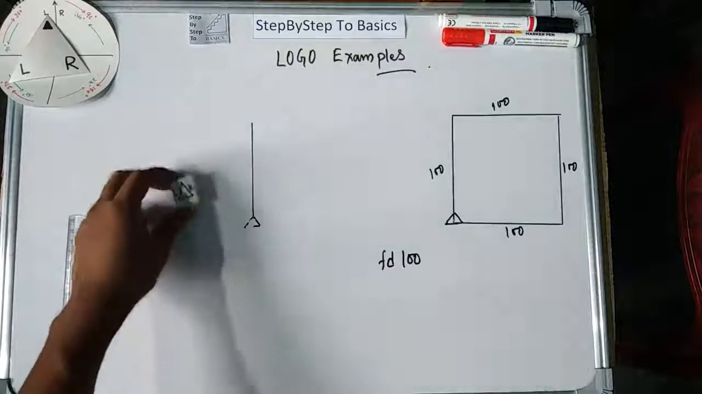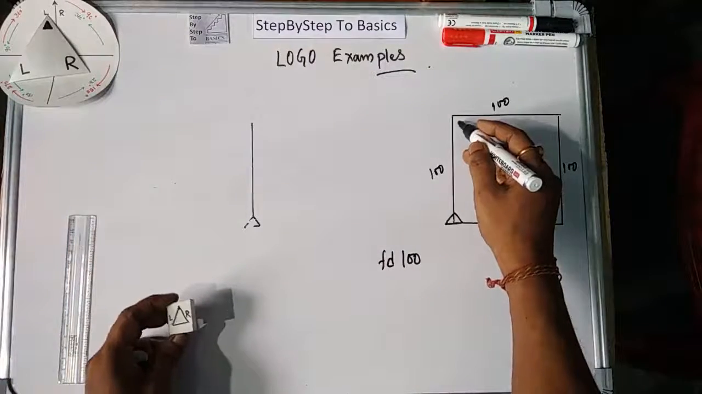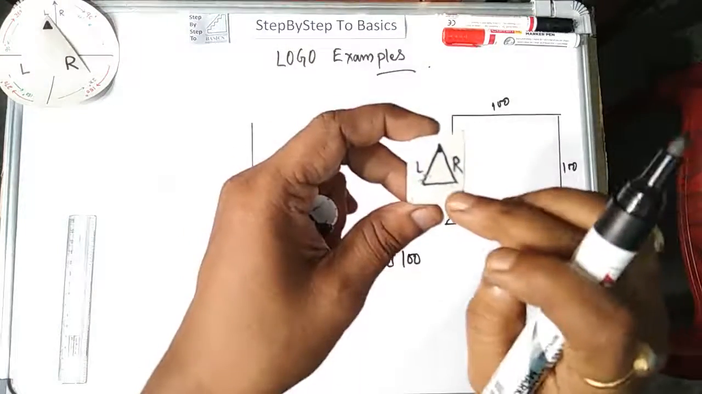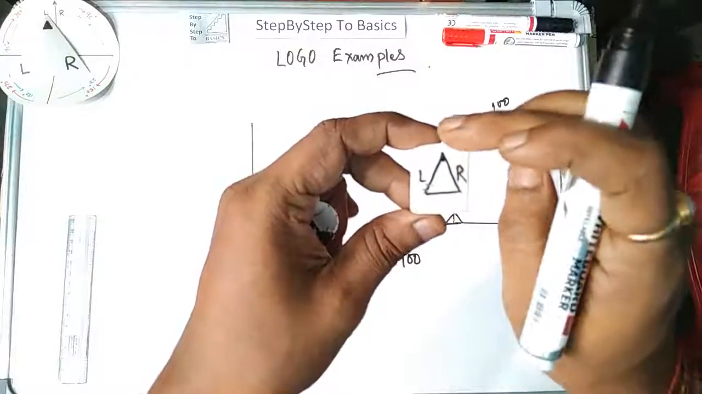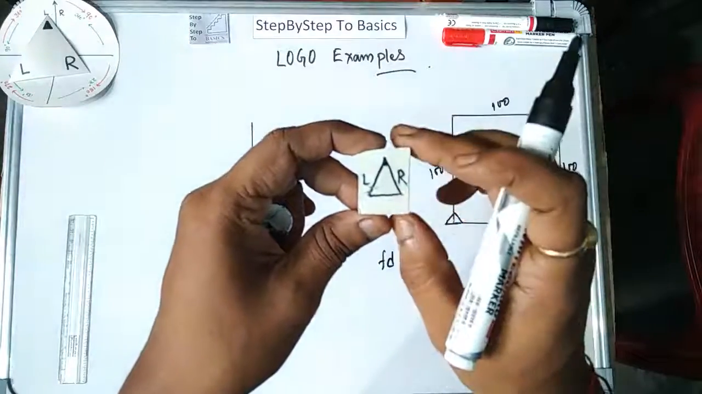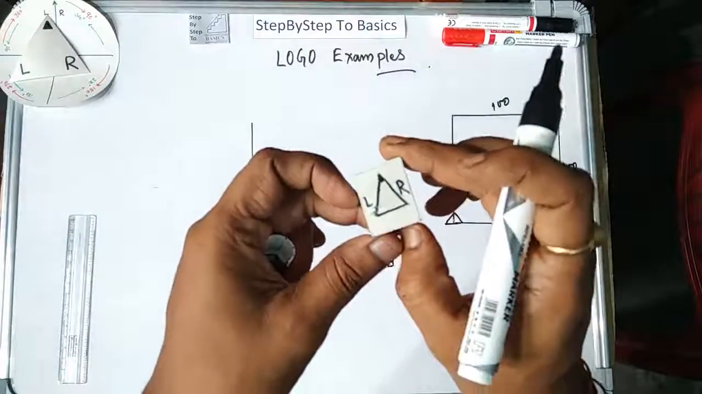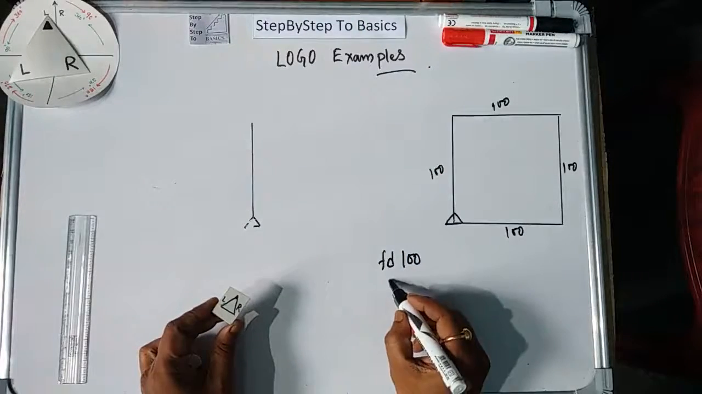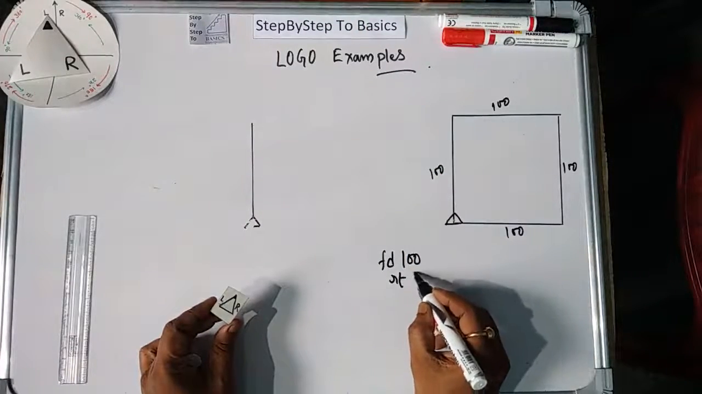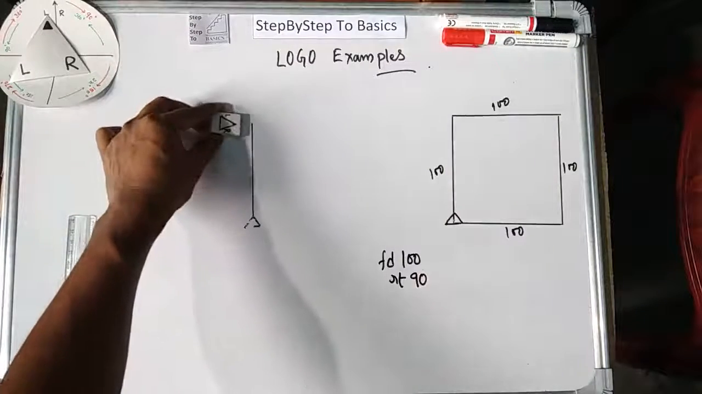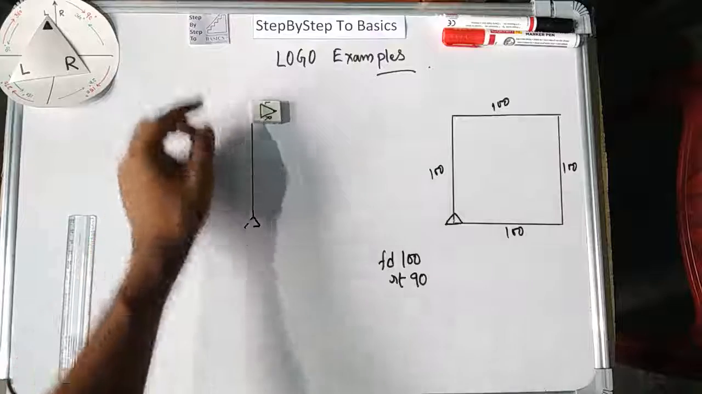Now, as you can see, our diagram demands that it should be turned this way. This is my cursor, meaning the turtle. Right-hand side means this side. So R is right. How much? 90 degrees. So it should turn from this to this. I will write the code RT 90, meaning 90 degrees. So from here it will turn this way. Okay, now it turned this way.